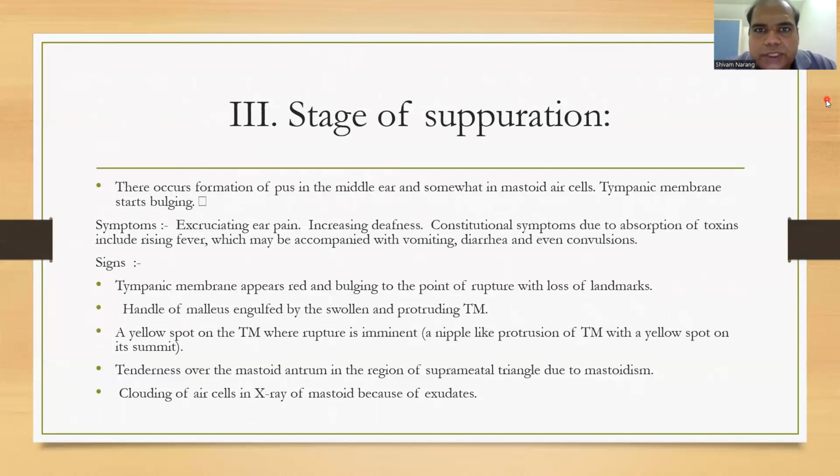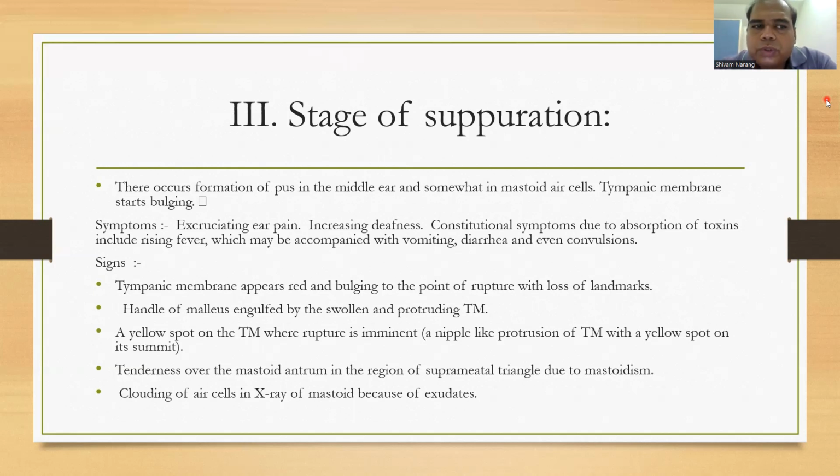The third stage is the stage of suppuration. In this stage, there is formation of pus in the middle ear cavity. There will also be collection of pus in the mastoid cells, and the tympanic membrane starts to bulge. So here the patient will complain of excruciating, severe pain and increased deafness. The patient will develop high-grade fever. The patient may develop vomiting, diarrhea, and even convulsions can occur.